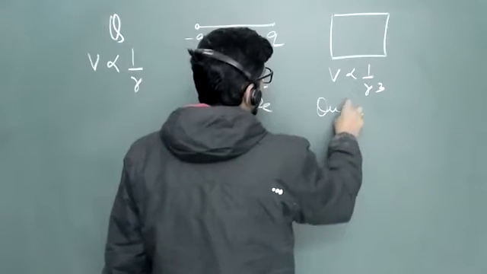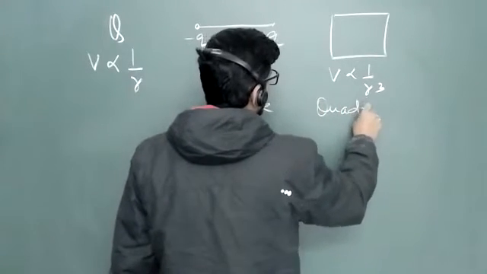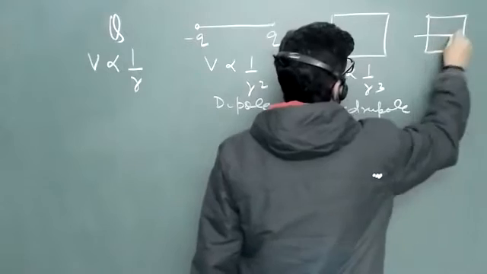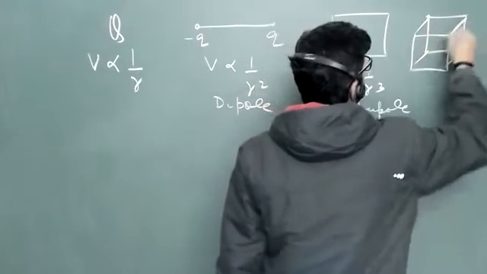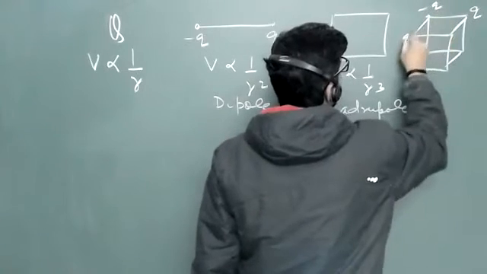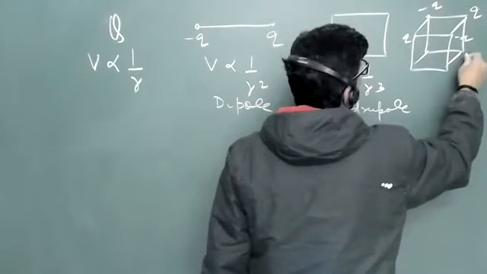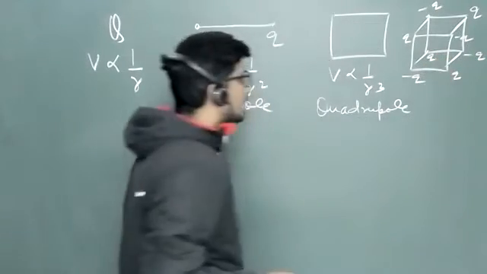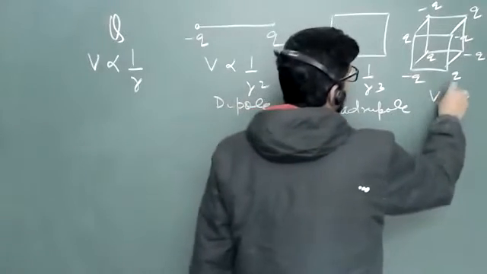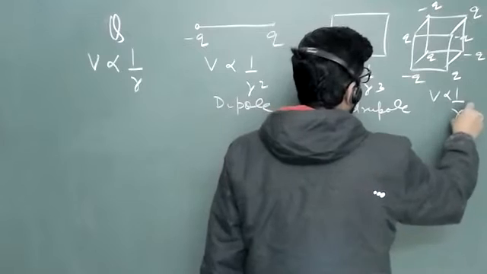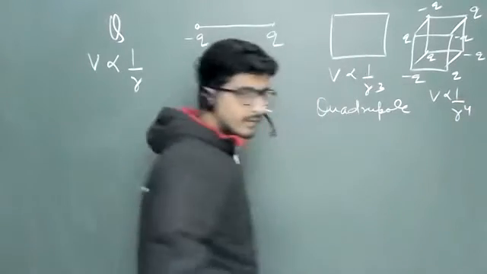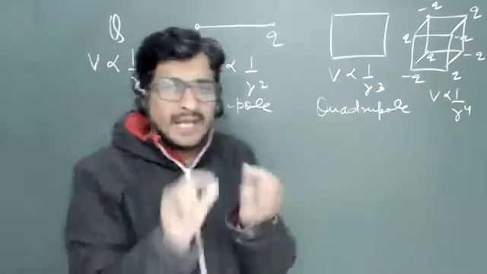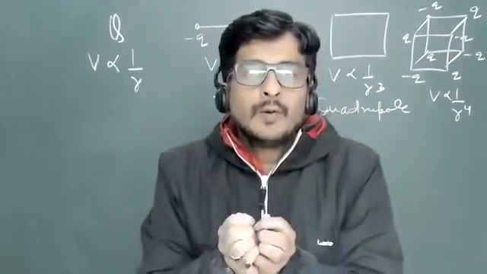So this will be the quadrupole, and then we can make something like this: plus Q, minus Q, plus Q, minus Q, and then plus Q, minus Q, plus Q, minus Q, and plus Q. Something like this. And here the dependence will be 1 over r to the power, what will it be, 4. So these types of systems, right now I have drawn just one of each.